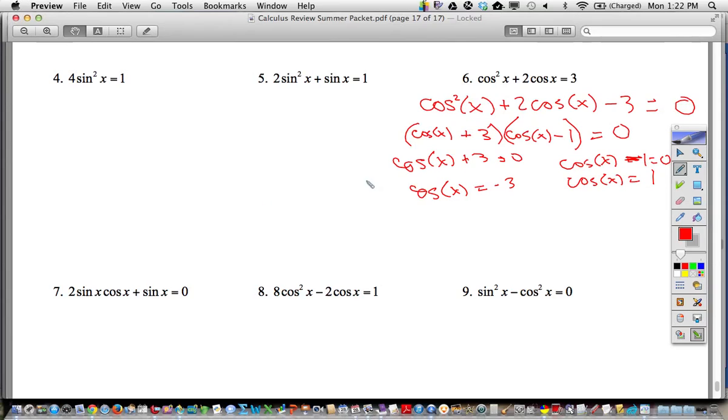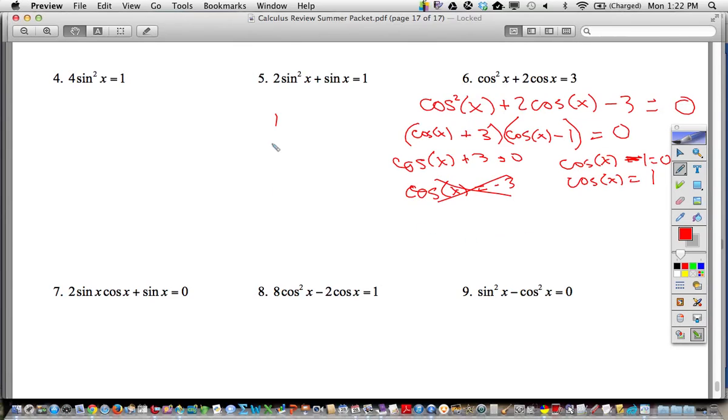All right, what about cosine x equals negative 3? That will never happen. Cosine can only have outputs from negative 1 to 1. So cosine x can never equal negative 3, so forget that.